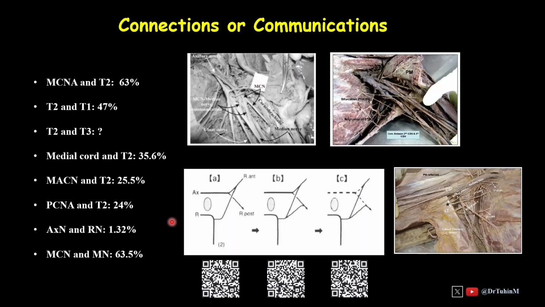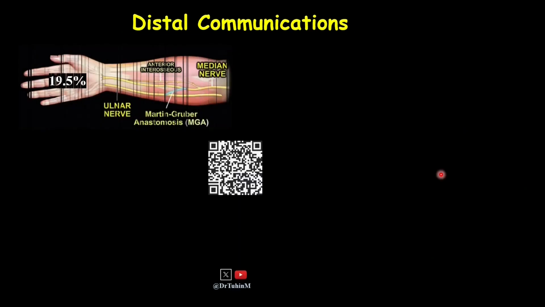Several neural communications have been reported between the major as well as minor nerves of the brachial plexus with varying incidence. Understanding these connections can help us to explain the areas of sparing even after a seemingly successful brachial plexus block. These are the neural communications you can see in the proximal part of the arm. Neural communications also exist distally.